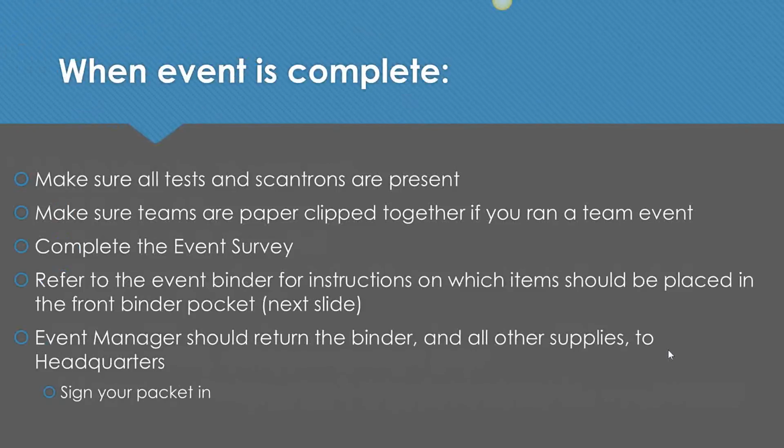When the event's over, make sure you've collected up all the tests and the Scantrons, recount your test, paperclip team events together, make sure y'all complete your event survey. And in the event binder, there's an instruction sheet that tells you what you need to include and what you need to put in that front pocket. And I'll show you a picture of that in just a minute. Event managers will return the binder and any other supplies to headquarters, and you'll sign your packet back in.